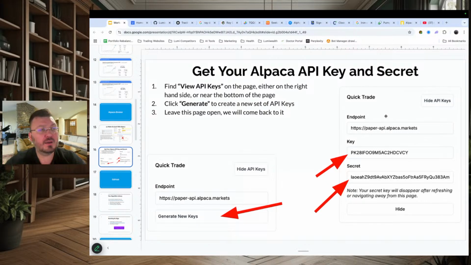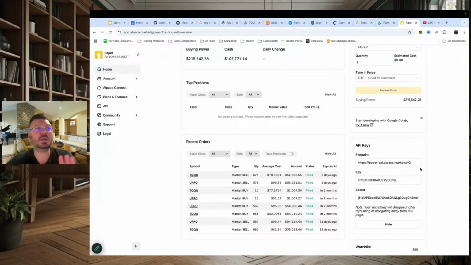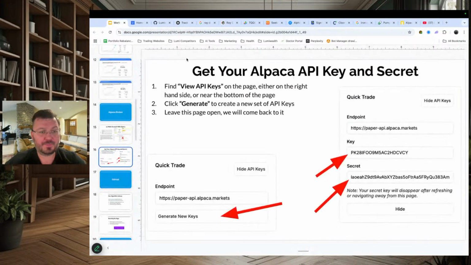Once we have done that, we can now leave this alone, leave this page open because we will be coming back to this and we will be using this key and secret in the future. So don't close that browser tab, keep that open. We will come back to this shortly. All right. Any questions around that before we continue?